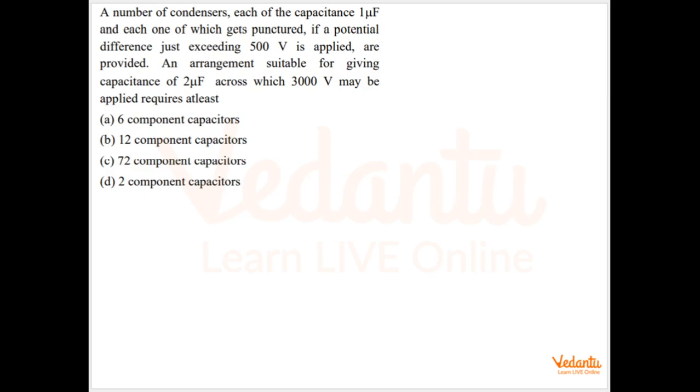In this question, there are a number of capacitors, each having capacity 1 microfarad, and each one of them gets punctured if a potential difference just exceeding 500 volts is applied, that is, more than 500 volts. An arrangement suitable for giving a 2 microfarad capacitor across which 3000 volts may be applied requires at least this many capacitors.